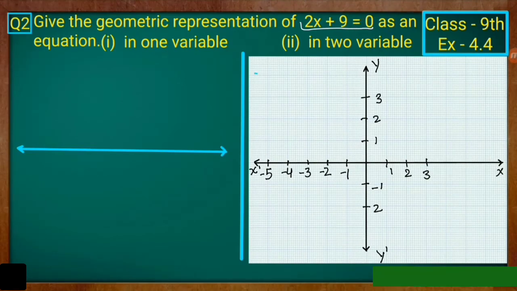Then we will solve it. The value of x is minus 4.5. Let's see how we can find it. Here 2x plus 9 equal to 0. Take 9 to the right side, it becomes minus 9. 2x equal to minus 9. X equal to minus 9 by 2, minus 9 divided by 2. It is minus 4.5. When we divide 9 by 2, it is 4.5, so x is minus 4.5.